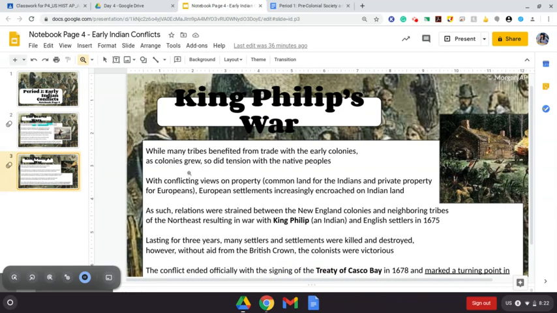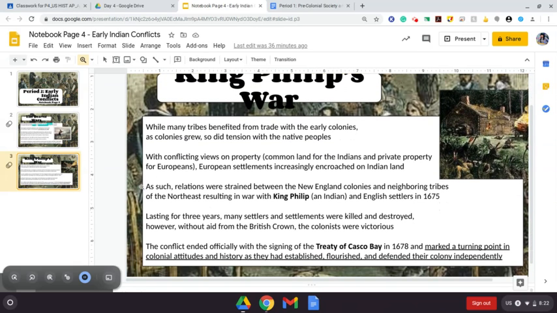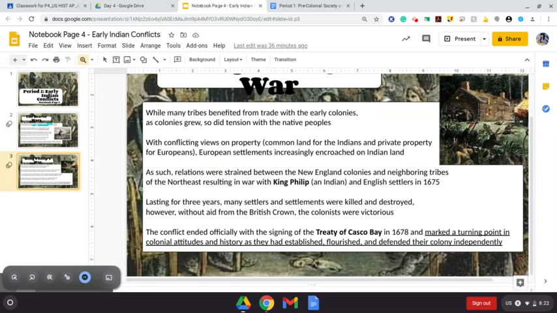While many tribes benefited from the trade with the early colonies, as colonies grew, so did tension with the native peoples. With conflicting views on property, for example, common land is how the Indians saw the land, and Europeans saw it as private property. European settlers increasingly encroached on Indian land, so they kept getting more and more of Indian land.